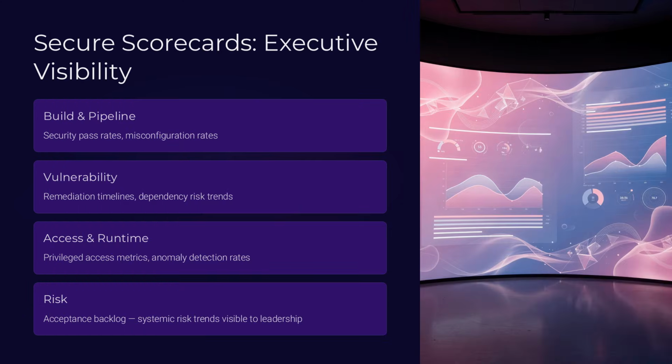Secure scorecards aggregate security metrics into a leadership dashboard. Your scorecard should include build security pass rates, vulnerability remediation timelines, dependency risk trends, cloud misconfiguration rates, privilege access metrics, runtime anomaly detection rates, risk acceptance backlog. The purpose is not to overwhelm executives with technical detail. The purpose is to provide visibility into systemic risk trends. If leadership dashboards include delivery metrics but exclude security posture, you are creating blind spots at the highest level. Balanced scorecards enable informed decision making.